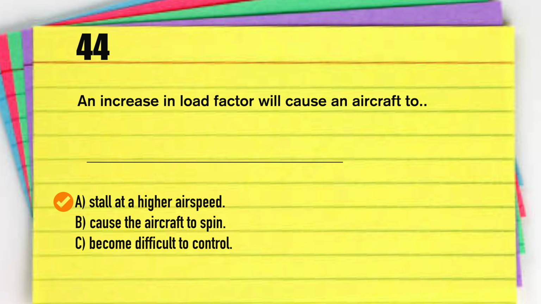And for this question, I don't mind giving you the answer now because you still would have a difficult time understanding it, even if I gave it to you gift wrapped as a Christmas present. You see, an increase in load factor will cause an aircraft to stall at a higher airspeed, and that doesn't make any sense, does it? Because if the plane is going faster, then why would it stall? But that's not what they mean.